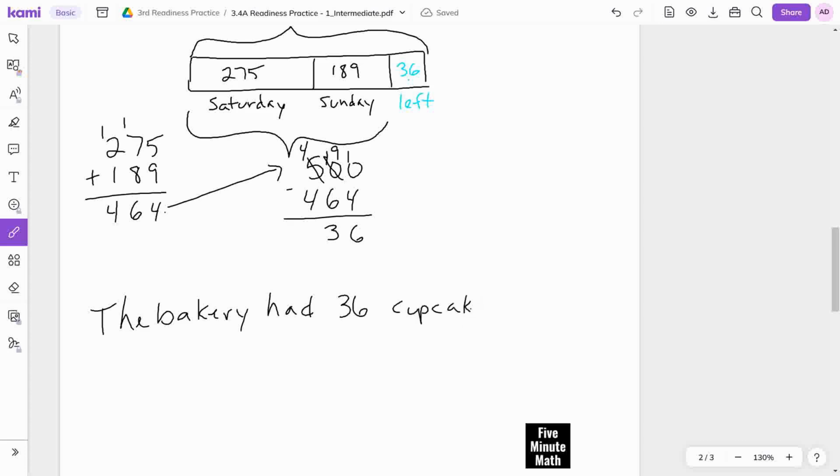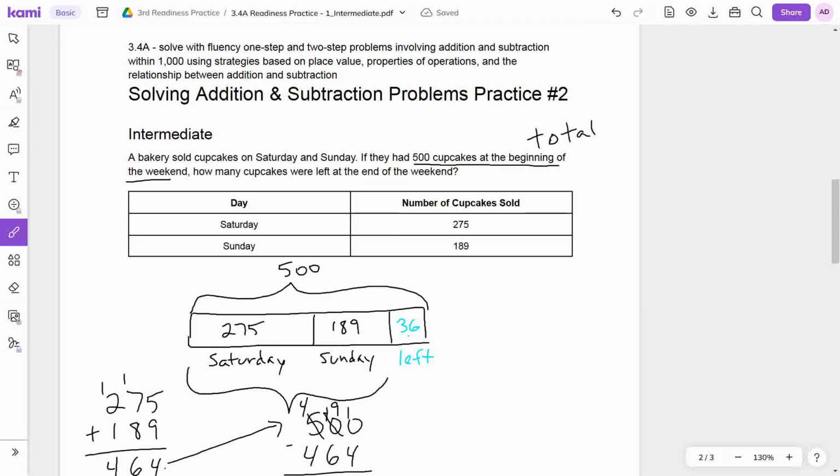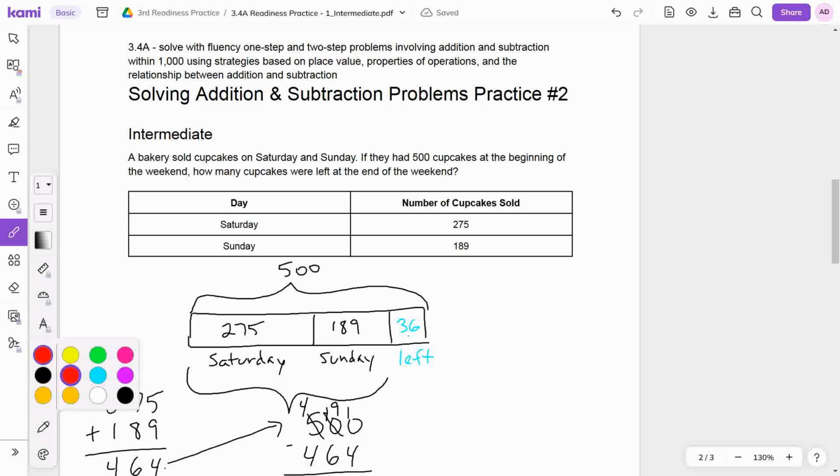Now, I mentioned there are a few different ways to solve this. You don't have to necessarily do it like that. Some of you, and I'll do that in a different color so we can see the difference here. What if I did this in, let's make this red. You actually could just subtract both of these numbers from 500. You would have to end up doing two different subtractions. So 500, you could subtract that 275 first.